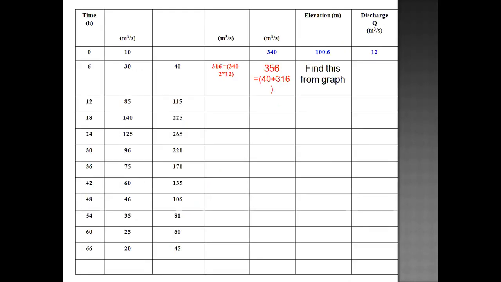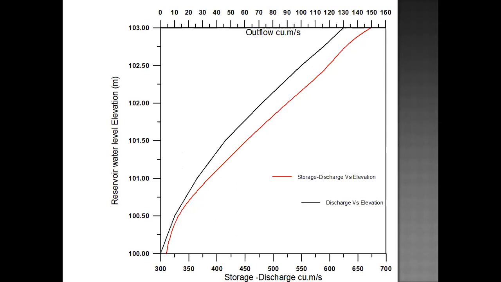This is the time and elevation and discharge. So this is the storage discharge in cubic meters per second, with reservoir water level elevation in meters taken on the y-axis and storage discharge in cubic meters per second taken on the x-axis. The reservoir water level elevation increases step by step by 0.5 meters: 100, 100.5, 101, 101.5, 102, 102.5 and 103.